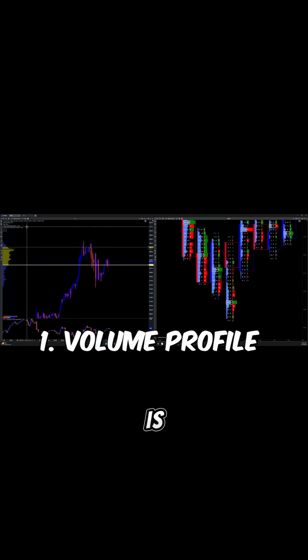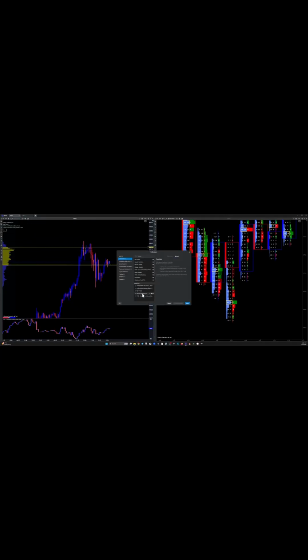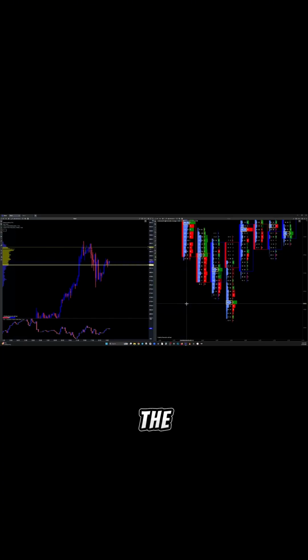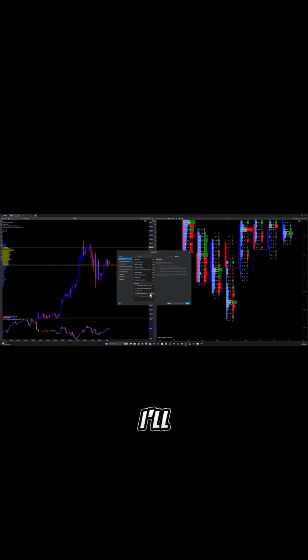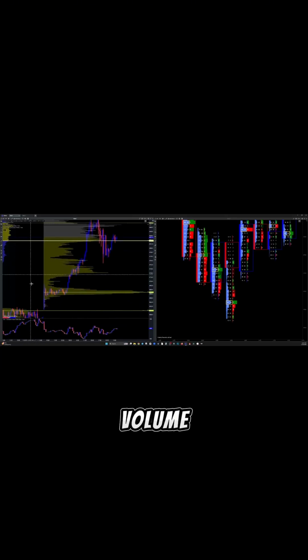So the first one is my volume profile. And how do I use my volume profile? The first one is that I have a fixed volume profile on the chart here. To activate that, I come to my volume profile here. I always use the weekly volume profile for my swing trading setup. So once I apply it, I'll make sure it's visible.